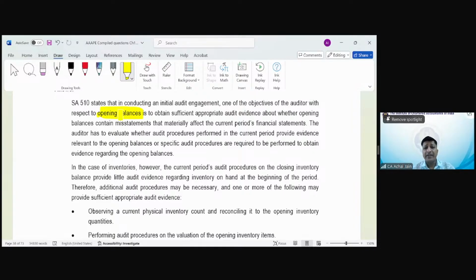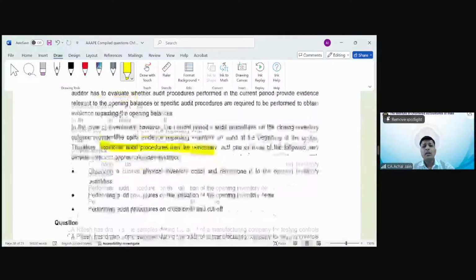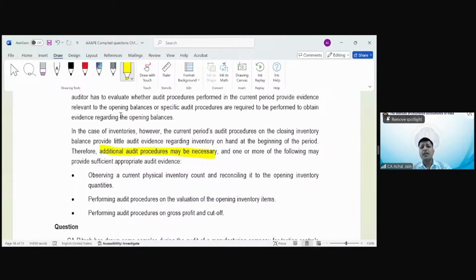In the case of inventories, current period's audit procedures on the closing inventory provide little audit evidence regarding inventory on hand at the beginning of the period. Therefore, additional audit procedures may be necessary. Now, what could that be? Observing a current physical inventory count, reconciling that to the opening balance, performing audit procedures on the valuation of opening inventory, performing audit procedures on gross profit and cutoff. Means around the opening balance, you will have to audit.